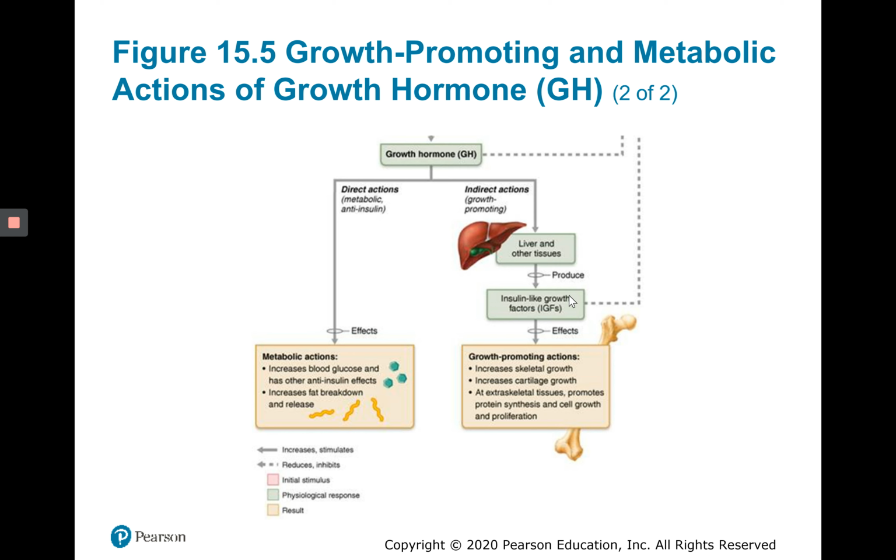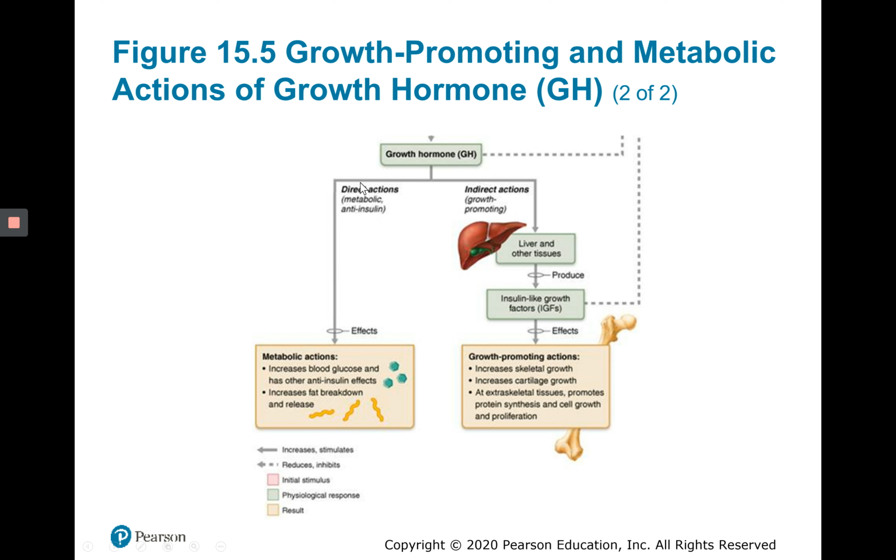Next, we're looking at figure 15.5, part 2. And we're just seeing here an overview of the direct and indirect actions of growth hormone. Remember, the growth hormone direct actions are metabolic and anti-insulin in effect, whereas the indirect actions are growth promoting and primarily act on skeletal muscle and bone. But they also increase cartilage growth, and they're going to promote protein synthesis and mitosis, or cell proliferation.